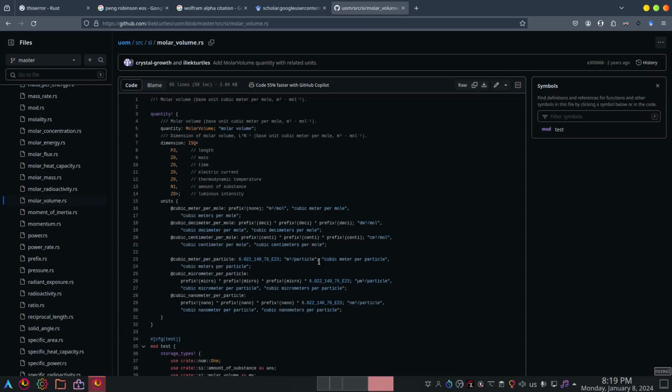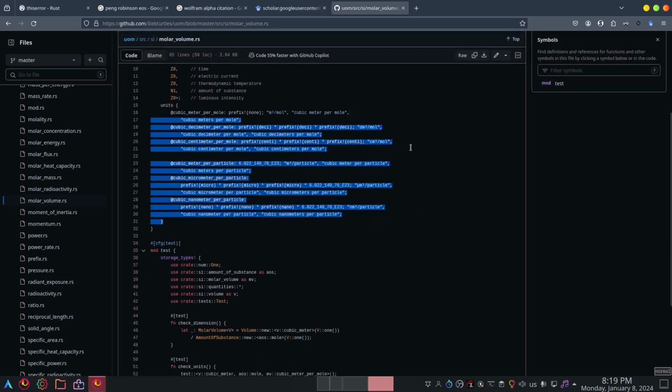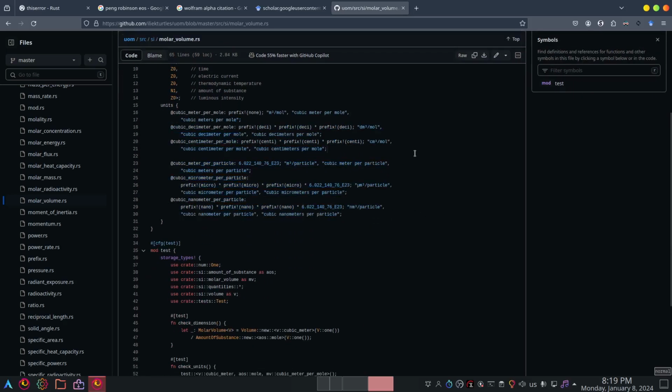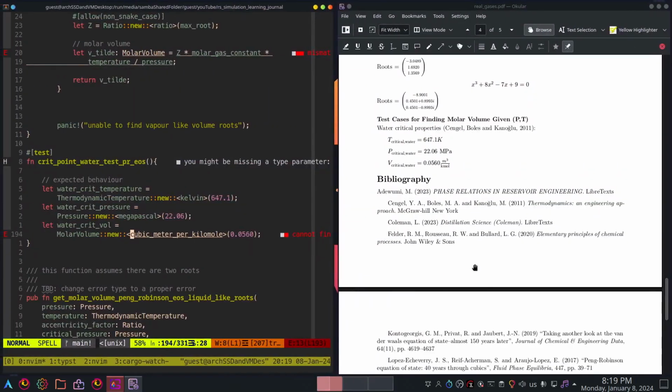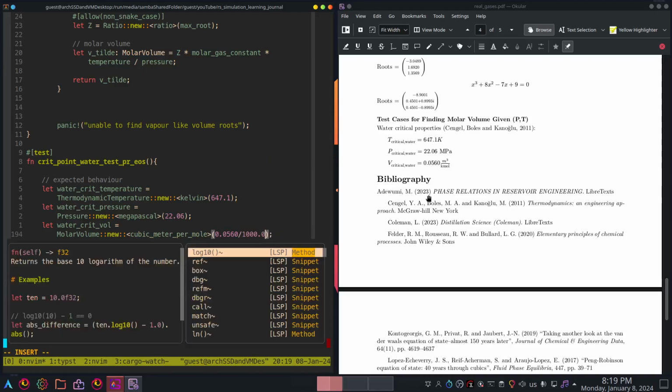We have cubic meter per mole, cubic decimeter per mole, cubic centimeter per mole. So everything's on a per mole basis, not a per kilomole basis. So I guess I'm going to have to do some manual conversion. One kilomole is going to have this much, so one mole is going to be 1000 times less. The volume is going to be 1000 times less. I'm just doing it like this.